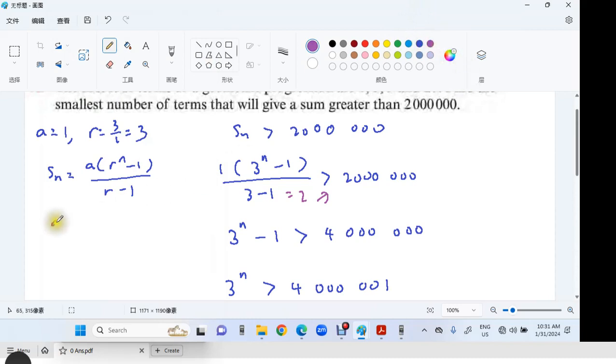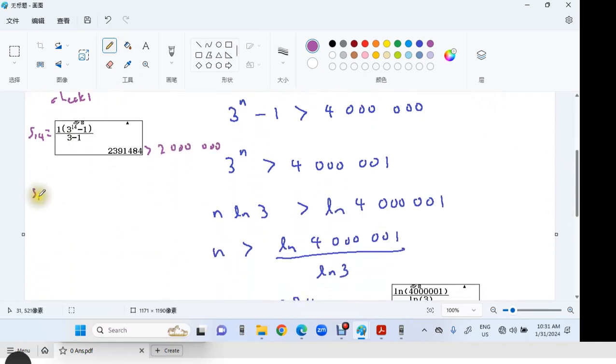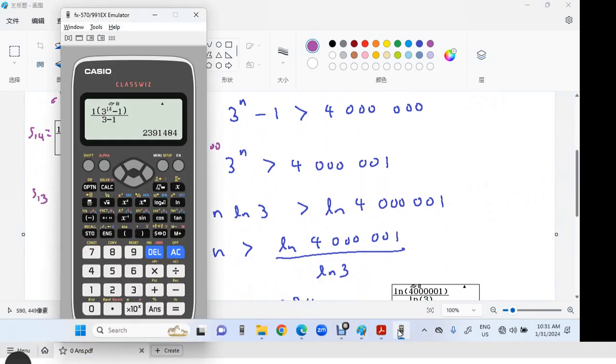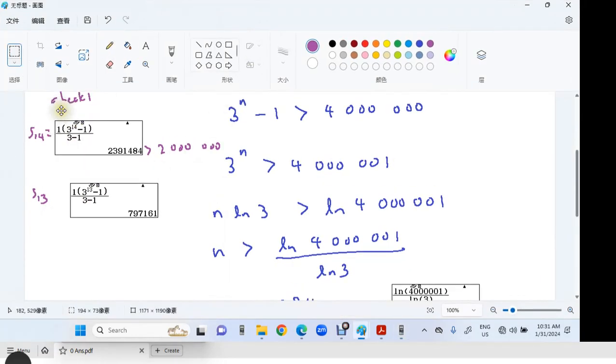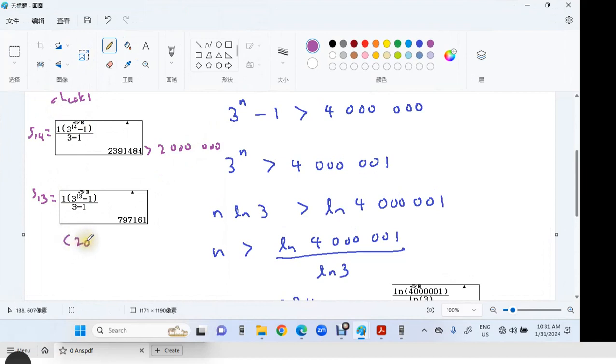Okay, so this is the S14 greater than 2 million. Okay, if we have the S13, so this one we have the 13 here, this is less than 2 million.